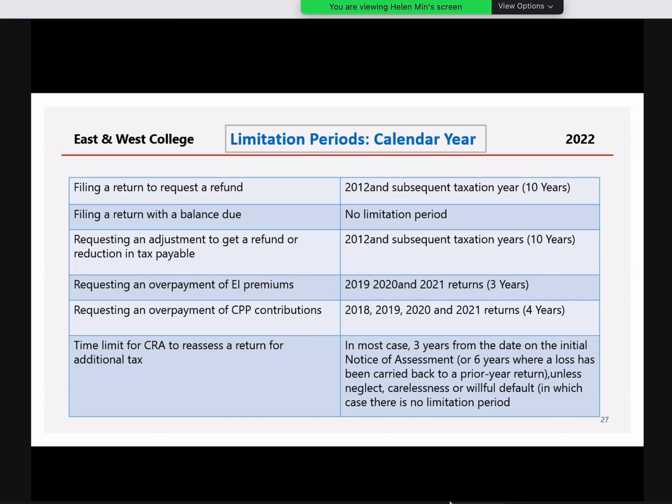The time limit for CRA to reassess a return for additional tax is 3 years. Okay, so this one is important. In most cases, CRA will reassess within 3 years. But if they find a lot of problems, a big problem, they will ask for 6 years. So that's what we want.